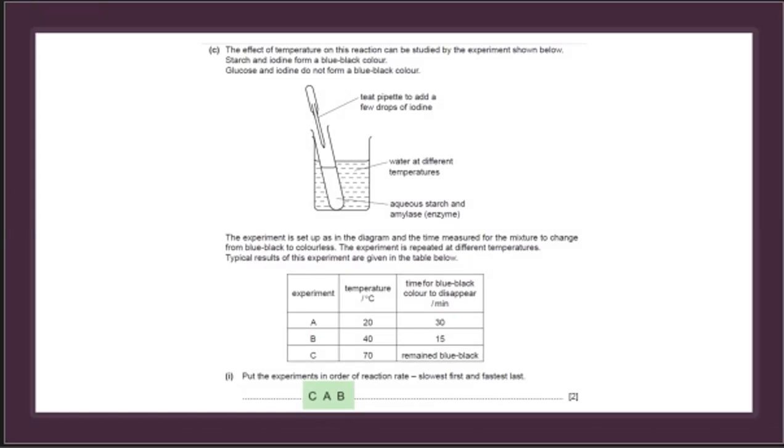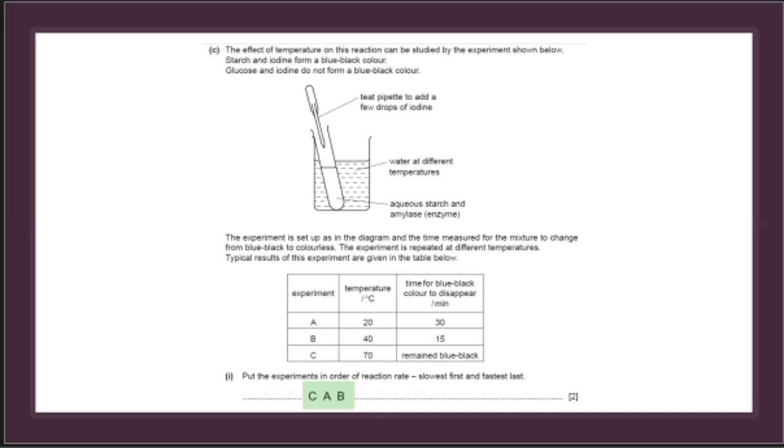Next question. The effect of temperature on this reaction can be studied by the experiment shown below. Starch and iodine form a blue-black color. Glucose and iodine do not form a blue-black color. Okay, so the experiment is set up as in the diagram, and the time measured for the mixture to change from blue-black to colorless is shown. The experiment is repeated at different temperatures. Typical results of this experiment are given in the table below.